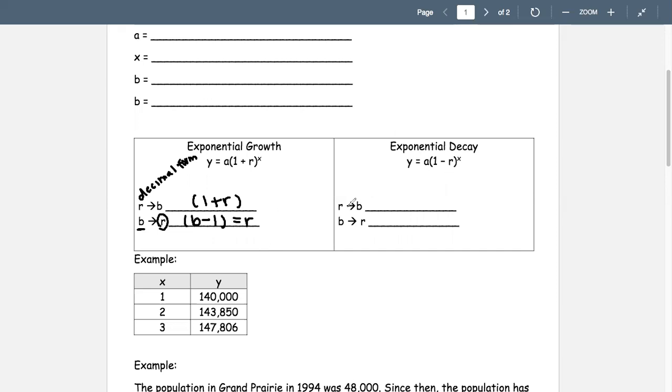For exponential decay, to get the B value, if you have R, you would subtract: 1 minus R gives your B value.